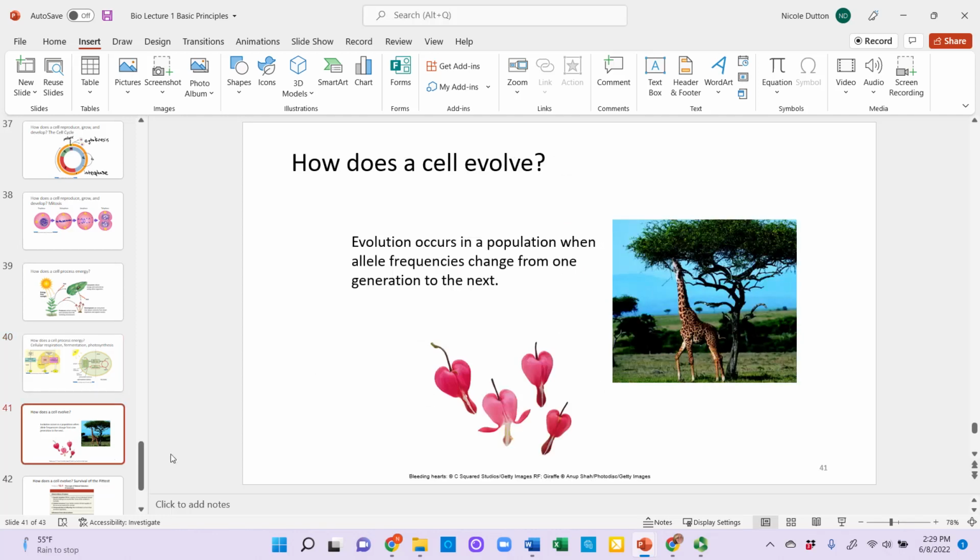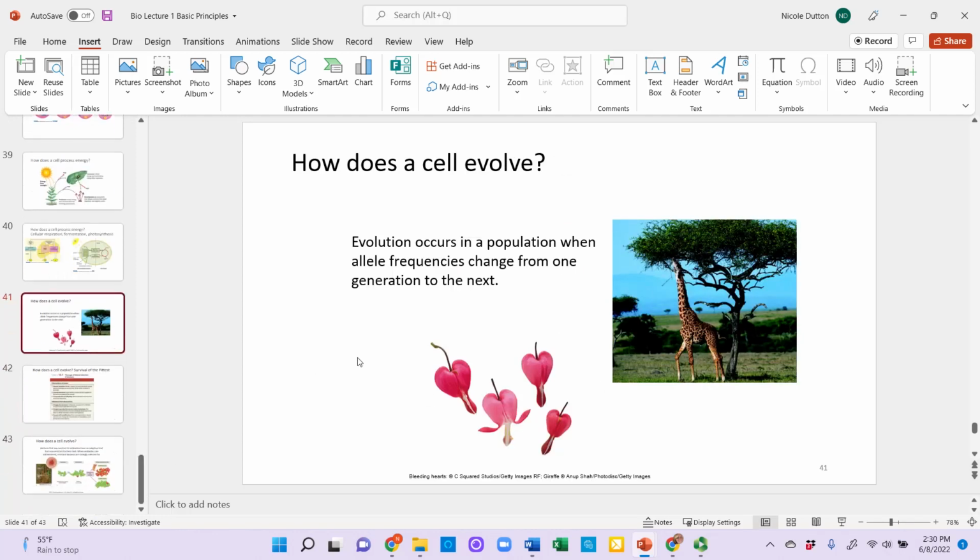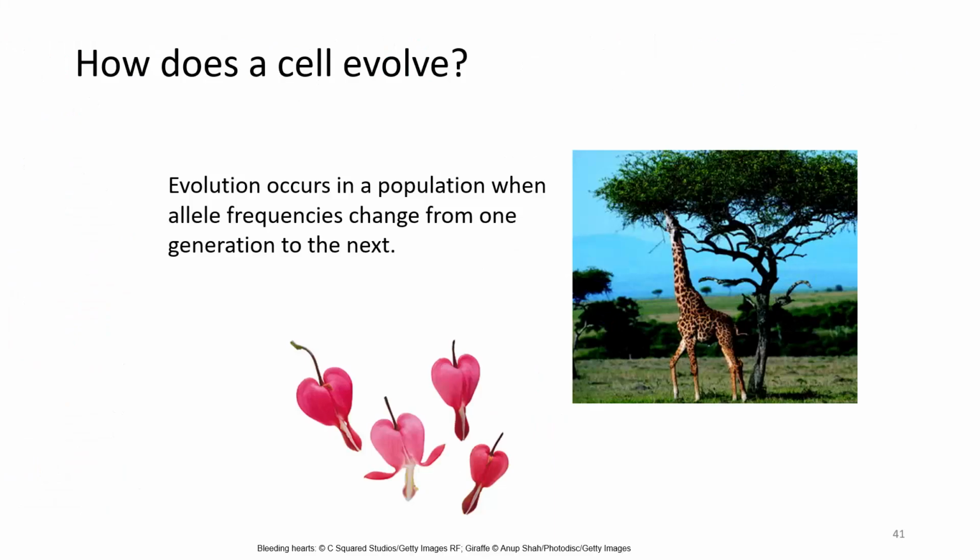The last topic that we're going to discuss is evolution. So how does a cell evolve? Evolution is one of the necessary life functions, and an individual organism cannot evolve. Only a group or a population of organisms can evolve. So evolution occurs in a population when allele frequencies change from one generation to the next.